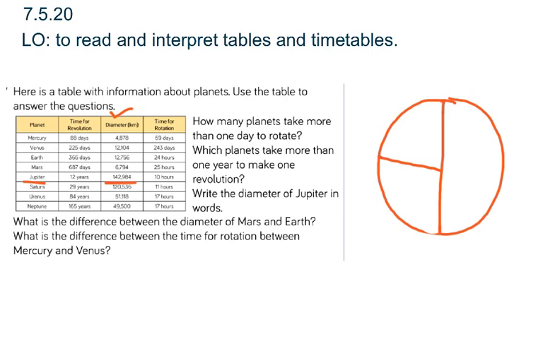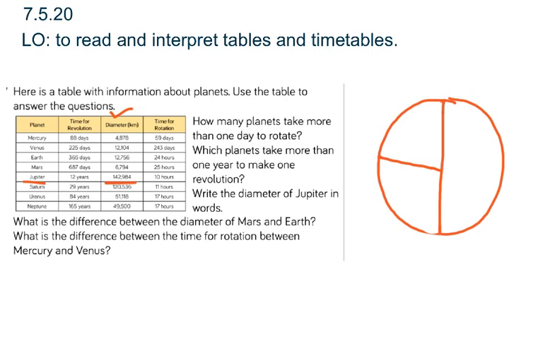All right, so you will probably be doing that next year in year 6. But now you know what the diameter is, and what you have to try and do is write that in words: 142,984. All right, and as always, try and make sure you spell it accurately as well.